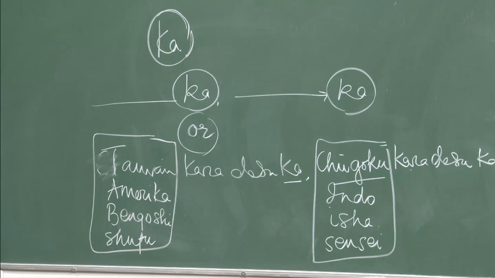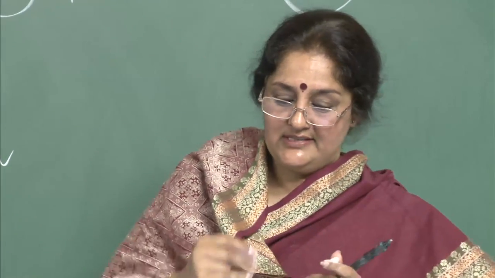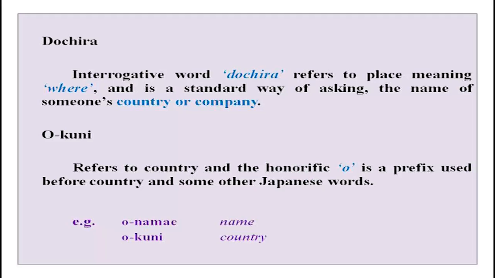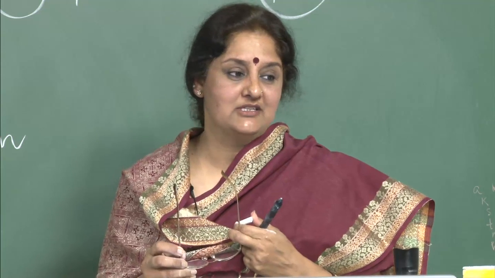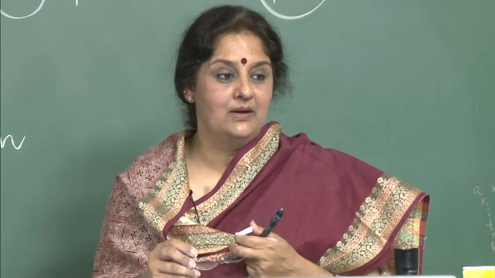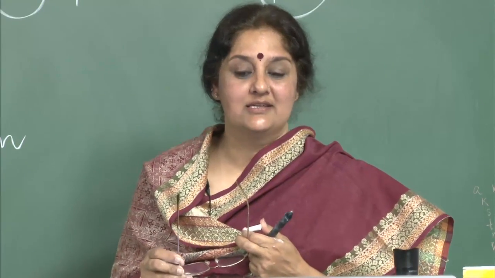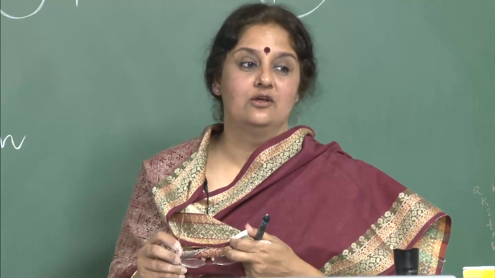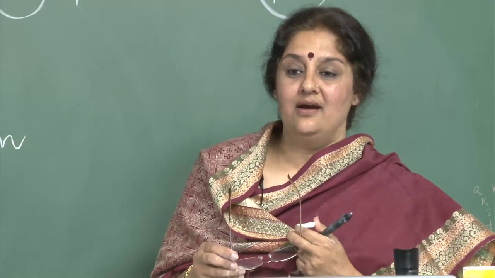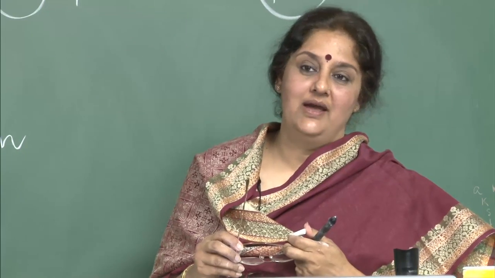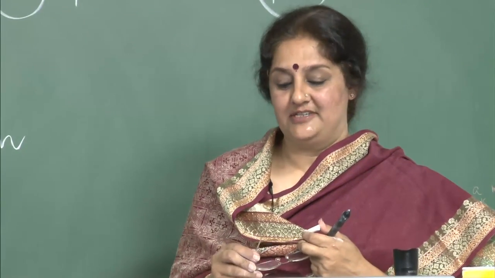Now over here, as you can see, dochira is an interrogative word referring to place, meaning where, and is a standard way of asking the name of someone's country or company. Please remember that with dochira, when you say okuni wa dochira desu ka, you generally ask the person where he is from, and not where his country is. Kaisha wa dochira desu ka? Meaning, where are you working, and not where is your kaisha or office.